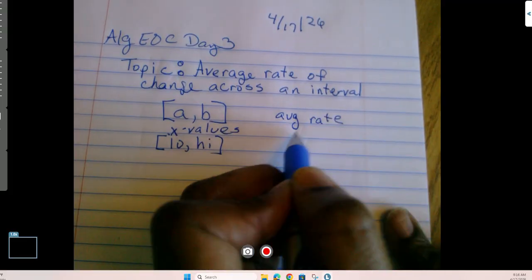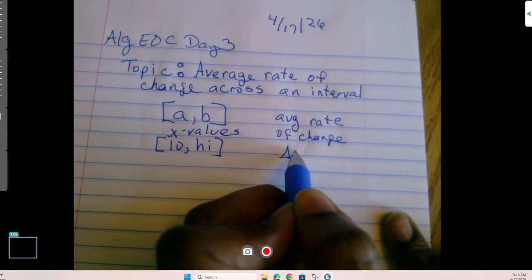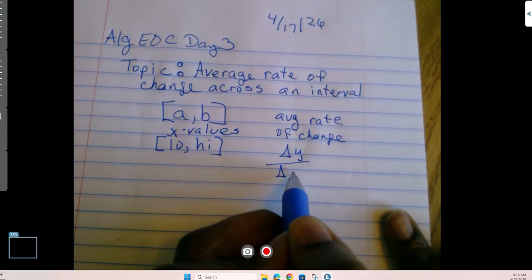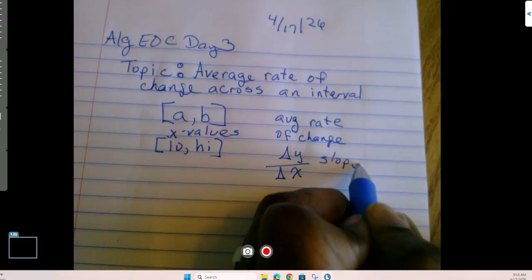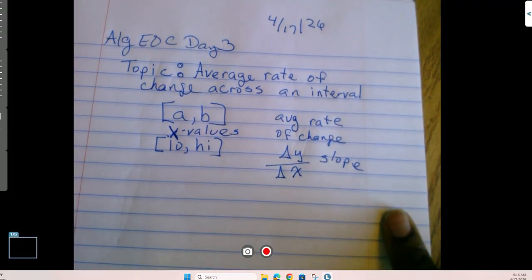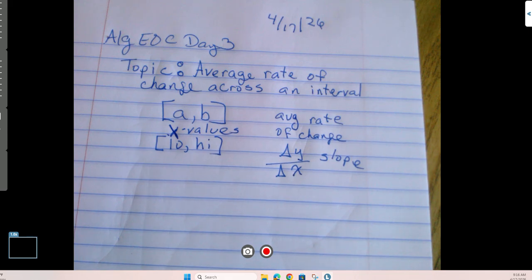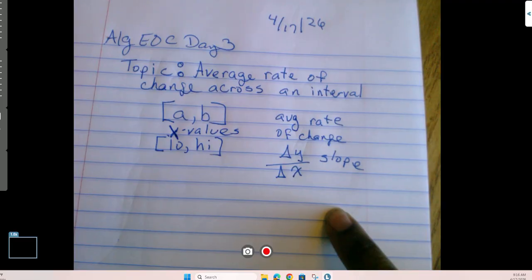The average rate of change is the change in y over the change in x. They're both x values. So when it's asking you to find the average rate of change across the interval, all it wants to know is what is the slope between this point and that point. And the slope is the change in y over the change in x.